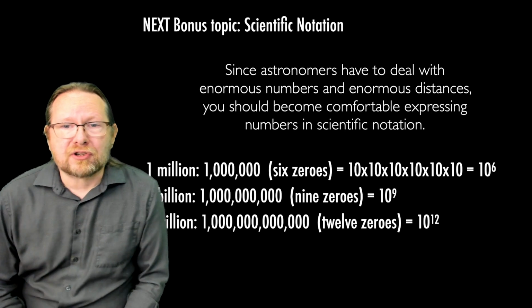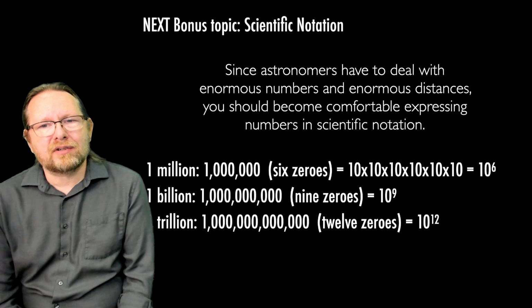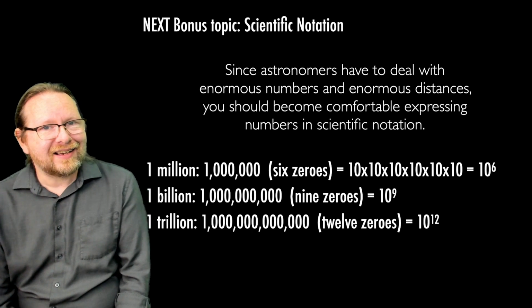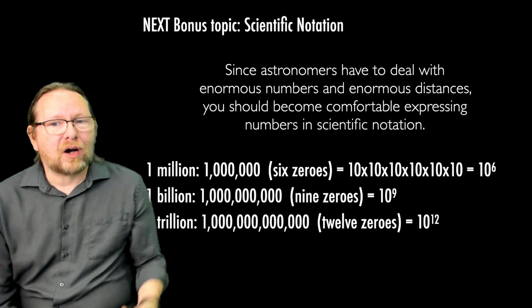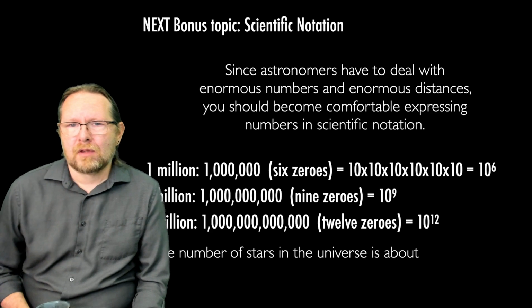And if I start talking about how many stars are there in a galaxy? Well, there's 100 billion. What's that? Well, a billion is 10 to the 9th. 100 is 10 to the 2, right? 100 has 2 zeros. So 100 billion is 10 to the 11th, 11 zeros.